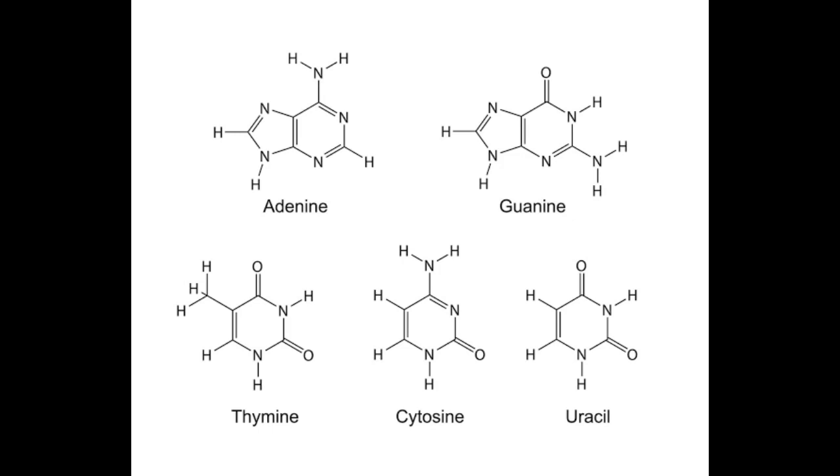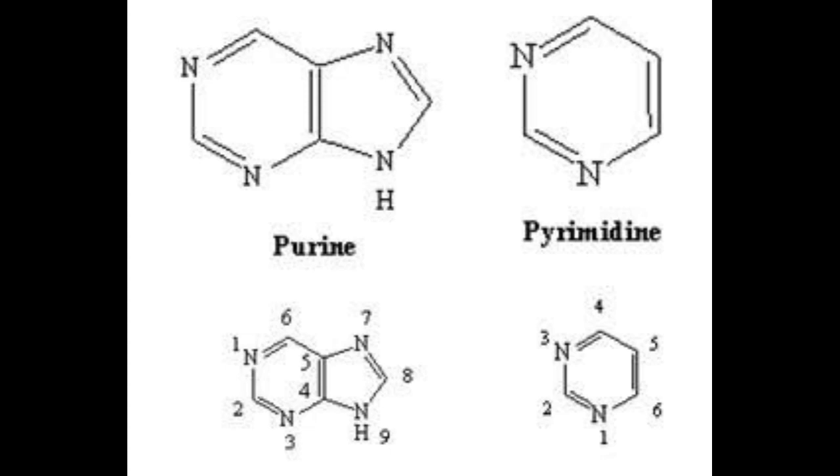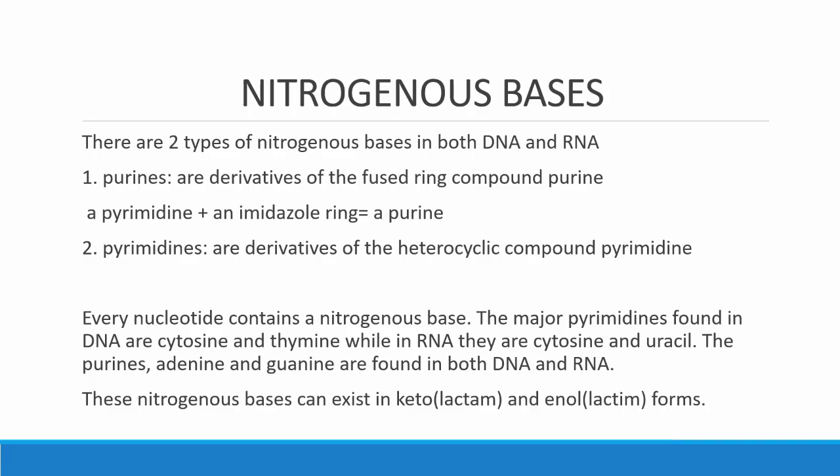Now let's look at the numbering of these nitrogenous bases. For purine, the numbering goes in an anticlockwise direction, and for pyrimidine, it goes in a clockwise direction. These nitrogenous bases can also exist in the keto and the enol form. To put it simply, the keto form has a carbonyl group, but in the enol form there is a hydroxy group in place of the oxygen.